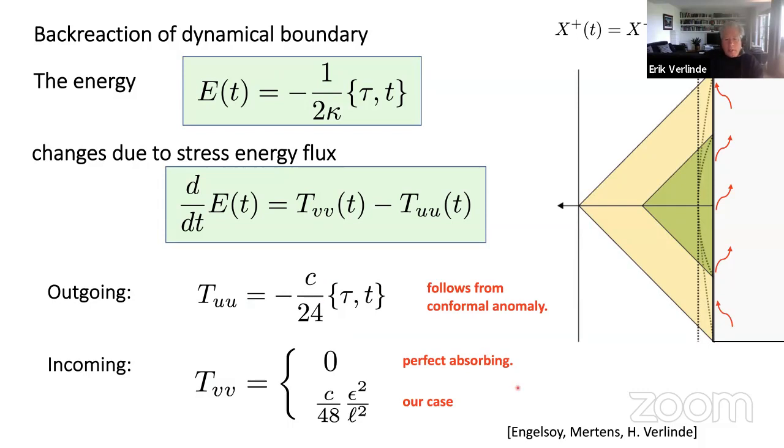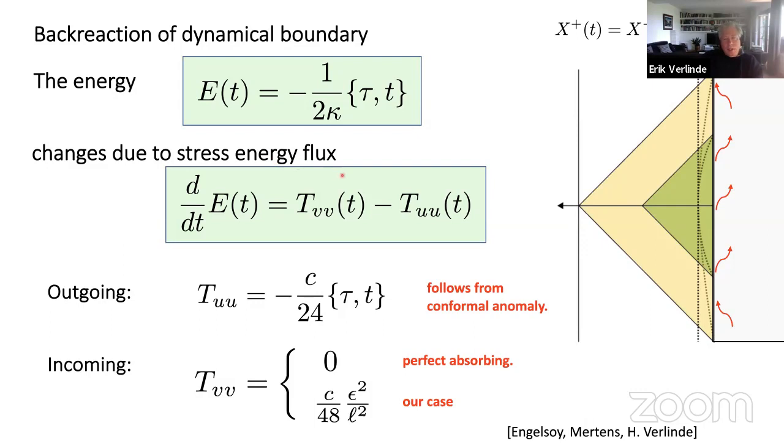Now, in the model that they considered, they assumed perfectly absorbing boundary conditions. That means there's nothing coming in, so T_vv was zero. Then the equation becomes quite simple because the energy appears also on the right-hand side, and you find that the energy decays exponentially. For the function tau of t, that became quite a complicated one. It's not so simple to write a solution for an equation where, if I take the Schwarzschild derivative, you get an exponential function.